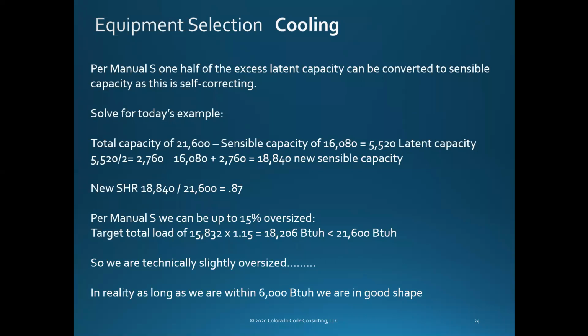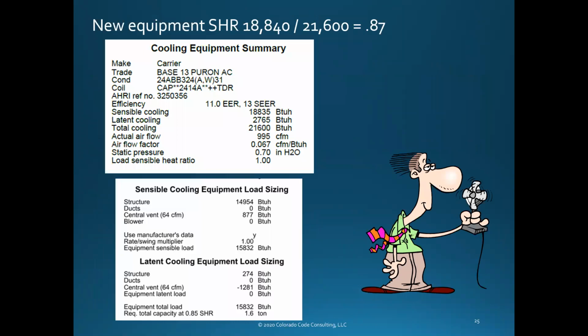You're always allowed to, even if it gets up to 30% here, if it's the smallest unit that company makes, that's what you get to use. Let's see. So 0.87, it's close enough. We're in good shape.